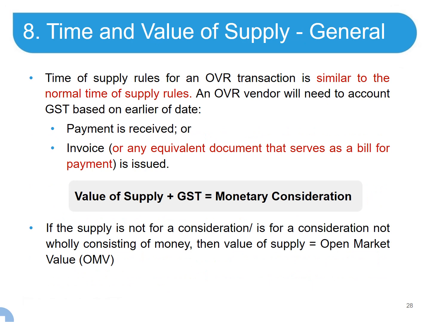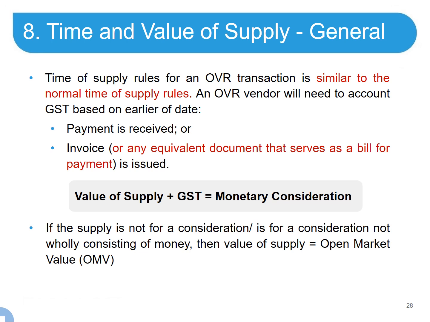Next, we will explain the time and value of supply rules for OVR transactions. Overseas suppliers will need to account for GST based on the earlier of the date that payment is received or the date of issuance of any document that serves as a bill for payment. This is largely similar to the normal time of supply rules, but because overseas suppliers are not required to issue invoices, any equivalent document that serves as a bill for payment will trigger the time of supply.